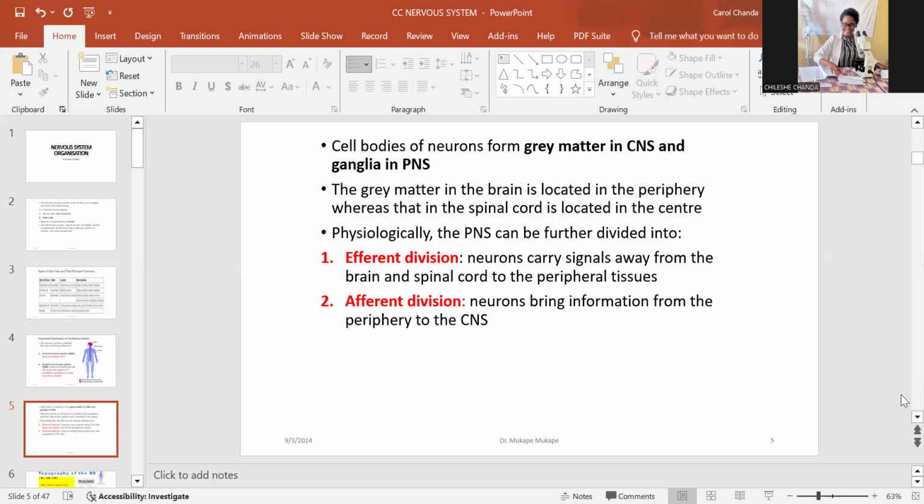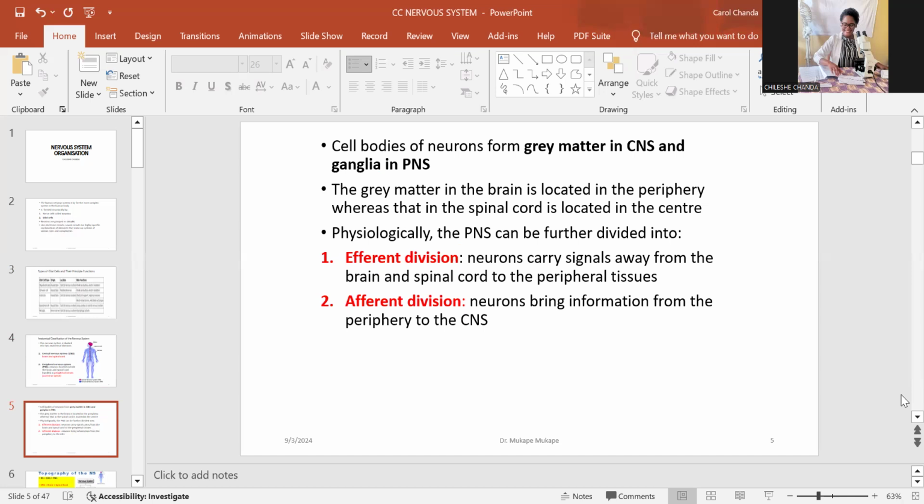The other thing that you need to take note of is what we call cell bodies. Cell bodies of neurons form gray matter in the central nervous system. So when you hear someone say the gray matter, then we're talking about the cell bodies of neurons that are found in the central nervous system.